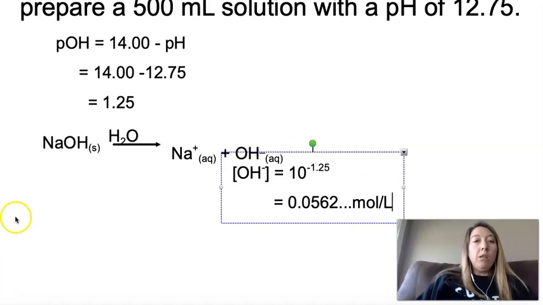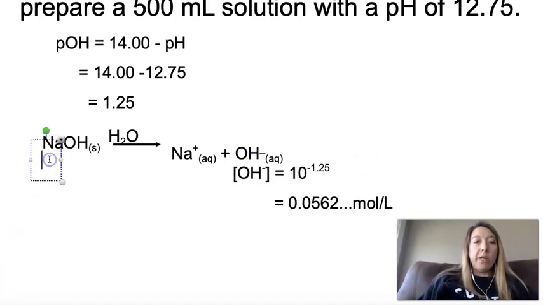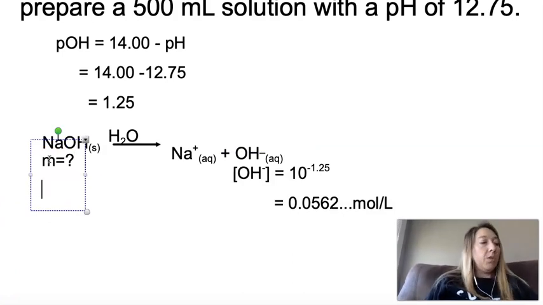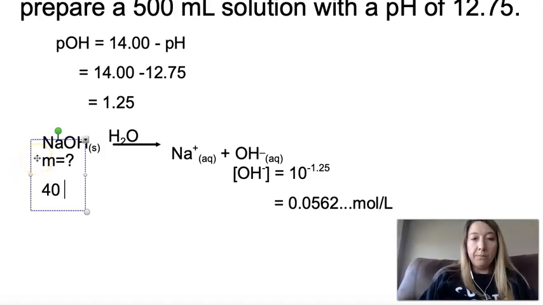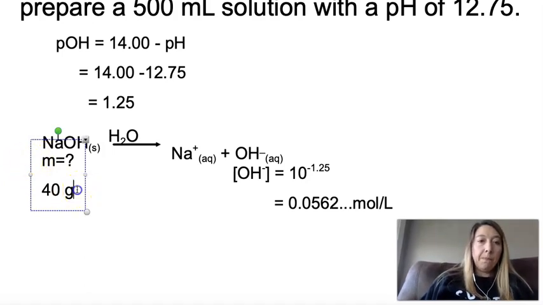All right, so we are looking for the mass of NaOH, right? We are trying to find this. This is our unknown. So we're going to need to get a molar mass, right? Anytime we want a mass, we need a molar mass. So we get that, and it is 40 grams per mole.